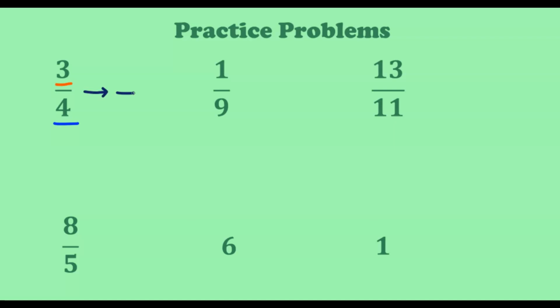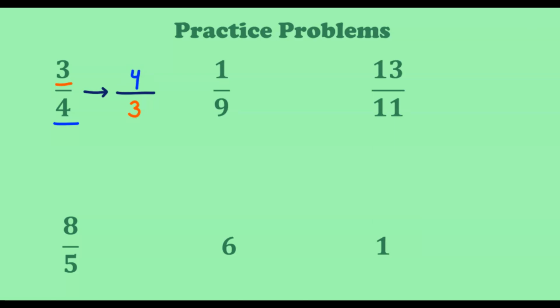We write the fraction line, and the numerator of the original fraction 3 will become the denominator of the new fraction, and the denominator of the original fraction 4 will become the numerator of the new fraction. And so this is the reciprocal of 3 over 4. That is, the reciprocal is 4 over 3. Now let us have a look at the next problem.